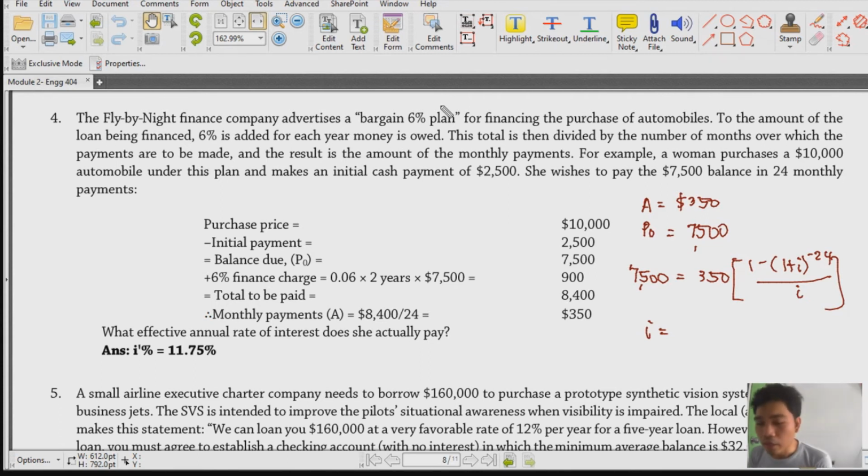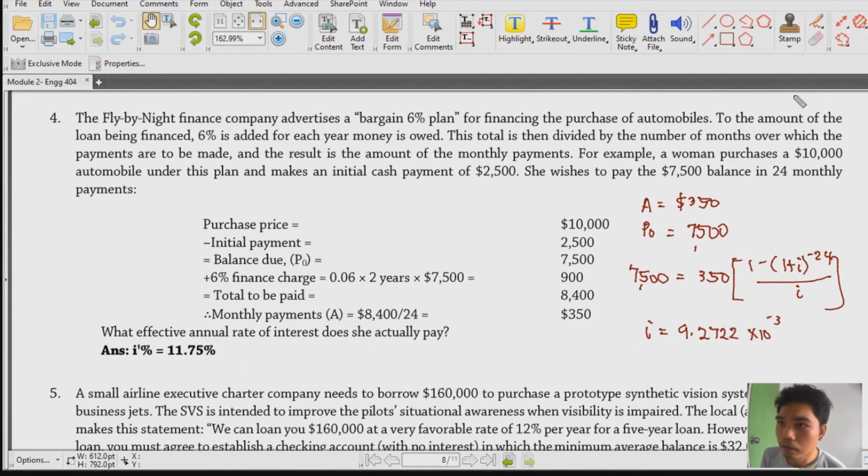But in this case, since your due is only 7,500, we stick with that value. So this gives you 9.2722 times 10 to the negative 3. So this is your interest rate per month, right? Now to solve for the effective annual rate of interest, we know that we have to find our I sub E.